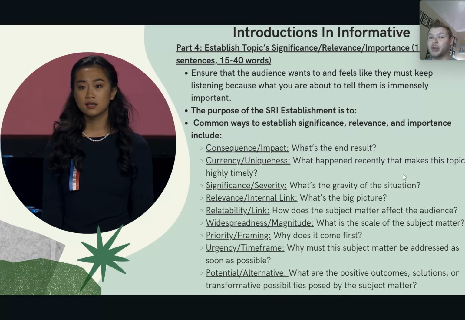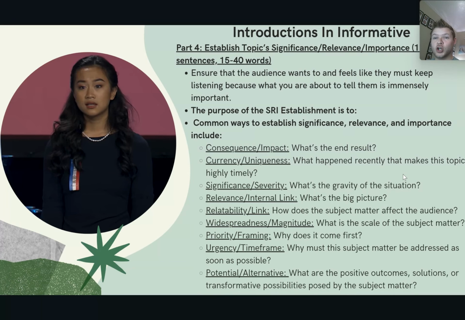Then you have relatability or the link. Where and how can the audience see this subject matter in their own lives? How does it affect the audience? You can talk about its widespreadness or its magnitude. How common, prevalent, widespread, or pervasive is the subject matter? What is the scale of the subject matter? Then you can give it priority or framing. Why is this issue the most important, the most pressing, the most deserving of our attention and of our discussion? Why does it come first before anything else?